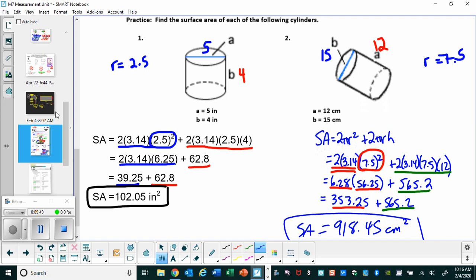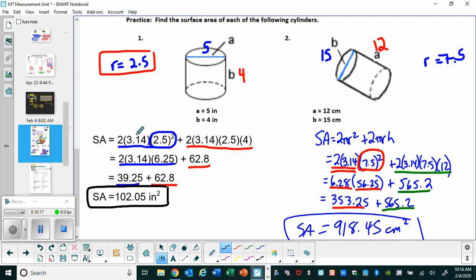All right, so I'm on the first practice problem, and you can see here that we're told that A, all the way across, is 5 inches. We're also told that B has a height of 4 inches. So if the all the way across measurement is 5, the diameter is 5, we're going to use 2.5 here for the radius. All right. Now in our formula, we've got 2 pi r squared plus 2 pi r h.